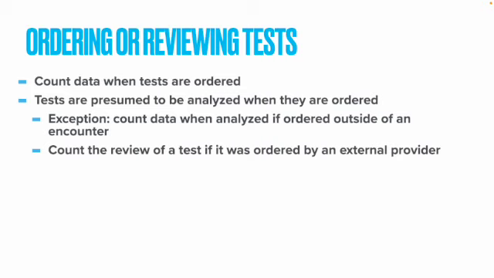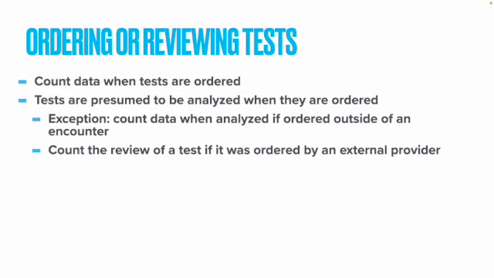All right, ordering and reviewing tests. There are actually two different elements. There are two different types of data. You've got ordering tests and you've got reviewing tests, but I put them together on this slide because I wanted you to understand some concepts.